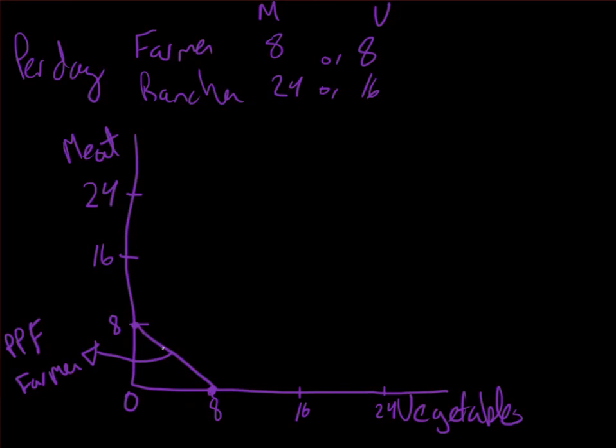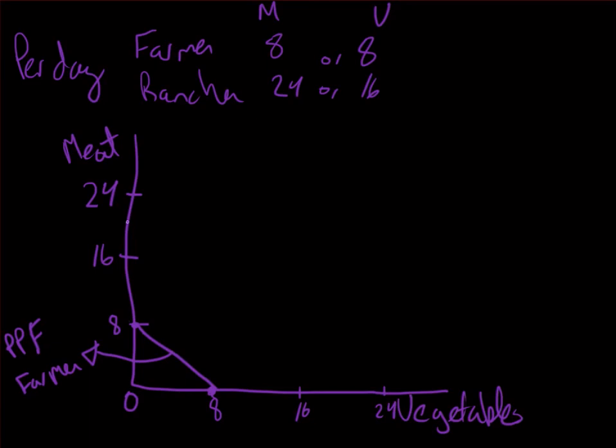So the slope here, we'll come back to this, is going to represent my opportunity cost, or my trade-off of producing one more vegetable. If I want to produce 8 more vegetables, I give up 8 units of meat. If I want to produce 4 units of vegetable, I will give up 4 units of meat. I have this one-to-one relationship in this specific example.